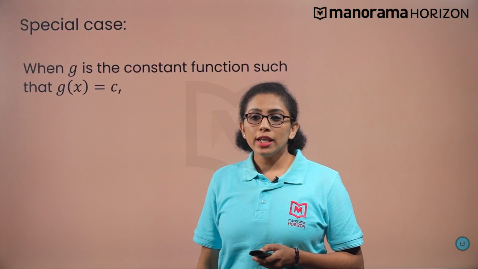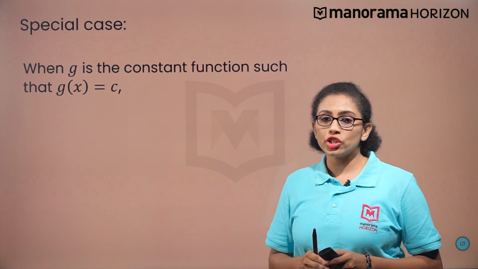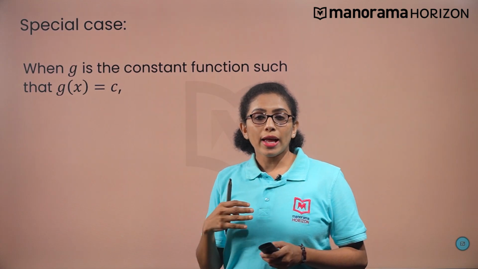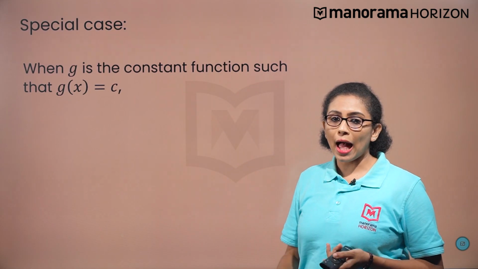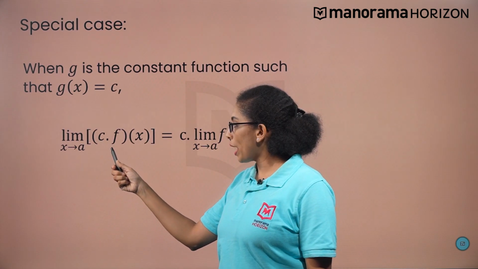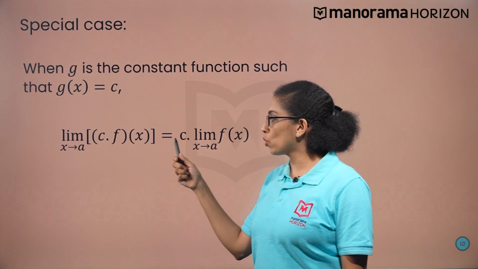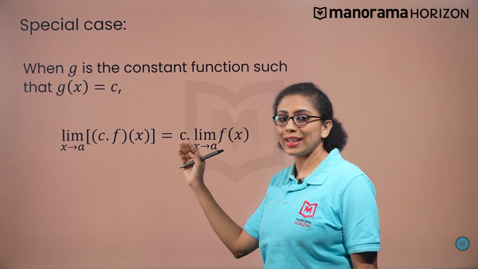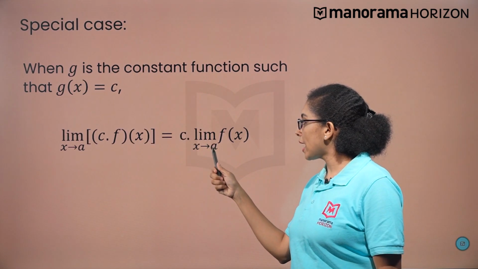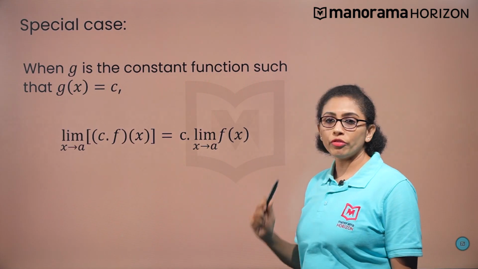Now, let's see a special case of product. When g is the constant function such that g of x is equal to c, where c is some real number, then we have limit x tends to a of c into f of x is equal to, c is a constant, so we can take it outside. So, this will become c into limit x tends to a f of x.